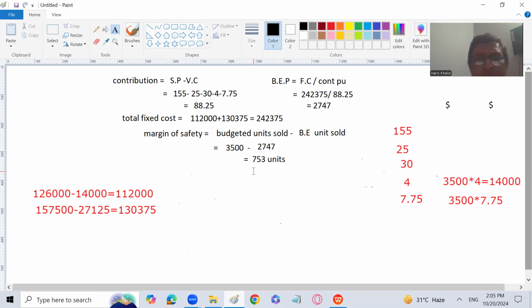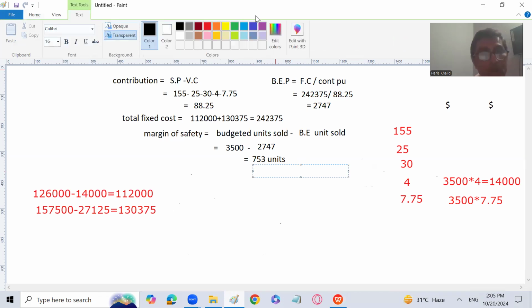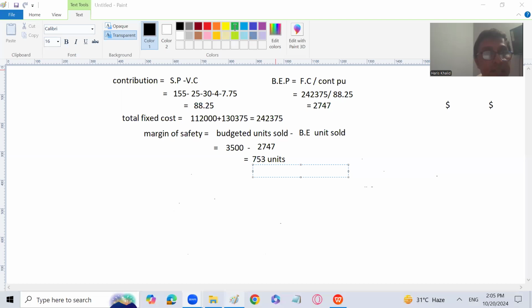So margin of safety is good, but not very comfortable, because we are able to decrease our sales by 753 units before going into loss. So before going into loss, the sales can be decreased by 753 units. It is the point above break-even point, right?